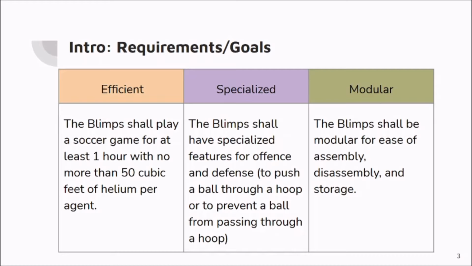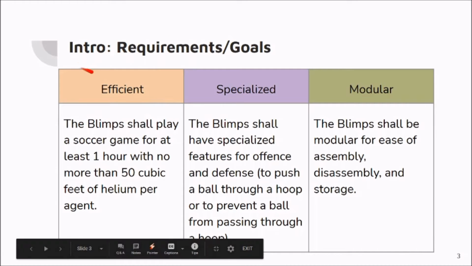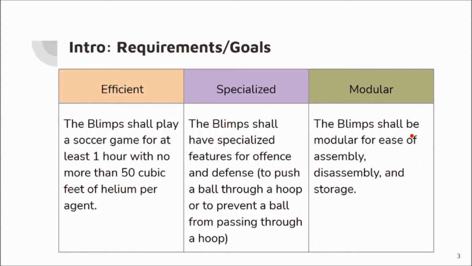In this project, we aim to have teleoperated blimps that can fly and play a soccer game with the ball against other opponents for at least 1 hour and have no more than 50 cubic feet of helium per agent. We created specialized offensive and defensive capabilities that consist of modular features that can be taken off or put back on. We will go over these features later on in the presentation.